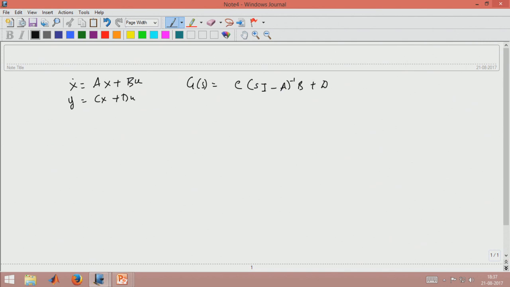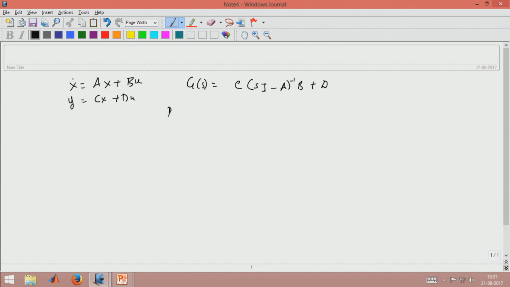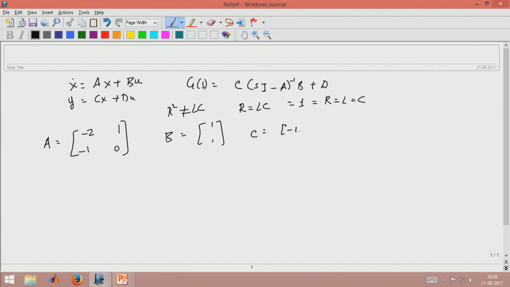Now let us choose values of the circuit parameters such that the system is not controllable. What it is said here is that R square should not be equal to LC. So let us be notorious and ask what happens if R square equals LC, and say everything is equal to 1: 1 is R, 1 is L, 1 is C. So the system violates the controllability condition. In that case, my system matrix A becomes minus 2, 1, minus 1, 0, B is 1, 1, C is minus 1, 0, and D is 1.